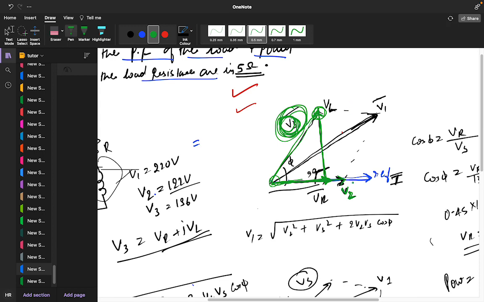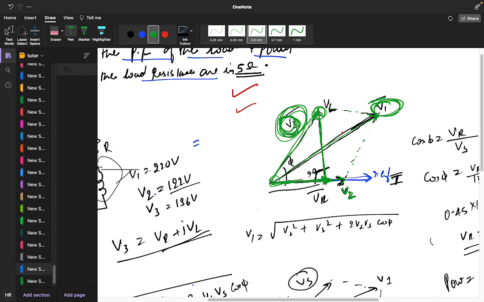Now you know V3 and you know V2, so you have to extend, that is the parallelogram theory. You have to extend the lines like this, like this, and whatever you get, this will be your V1.